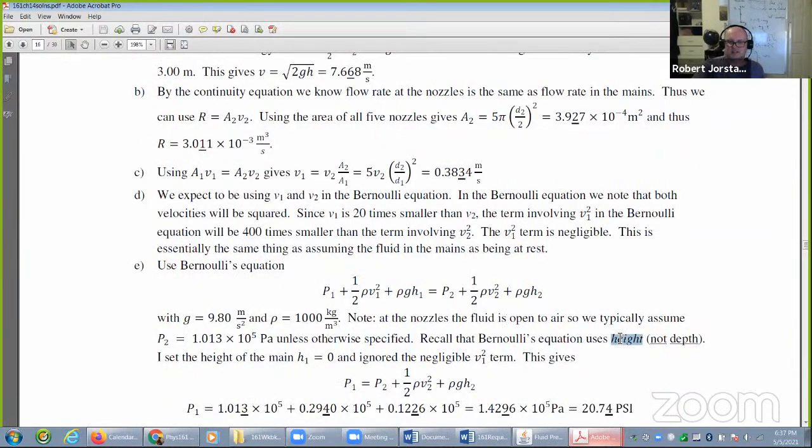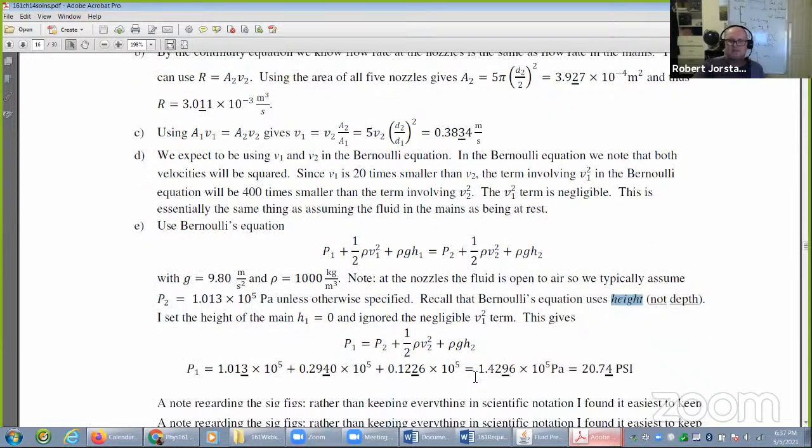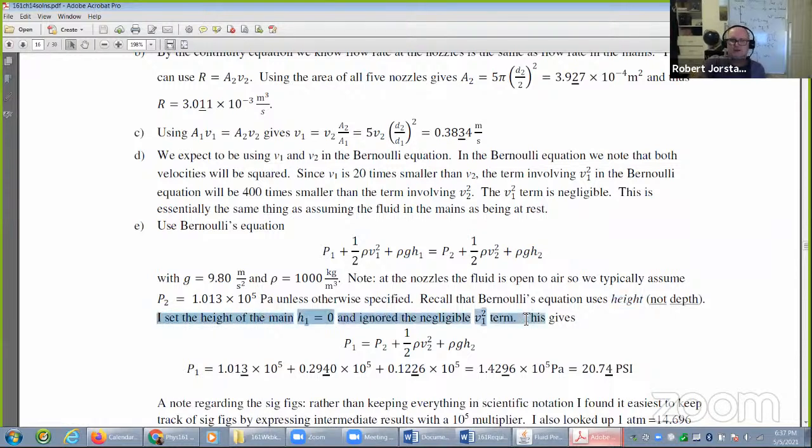Watch out. Bernoulli uses height, not depth. I punch in all those numbers. I set the height of the main as 0. I ignored the negligible V1. Oh, whoops. V1 was the speed at the mains. I'm sorry. V1 was the tiny one. I apologize. V1 was small. So these two terms drop out. We got this thing going. There you go. 20 PSI.